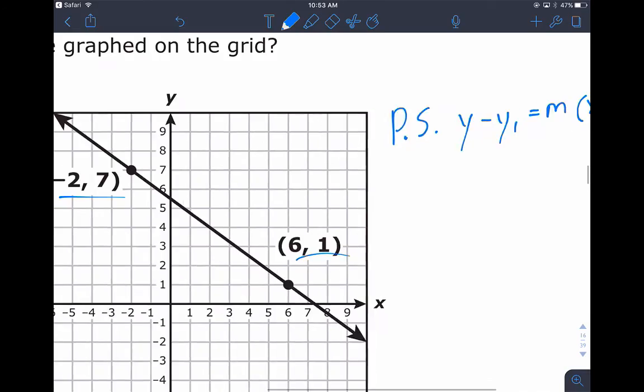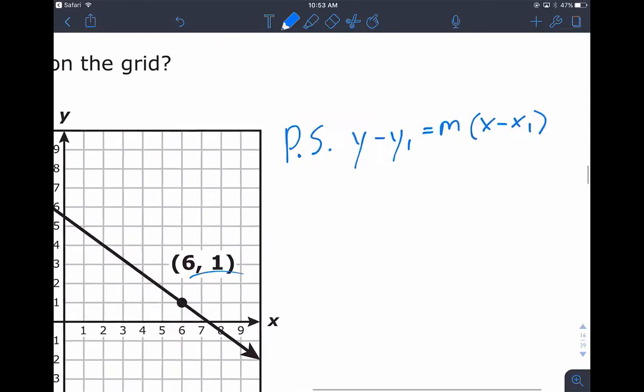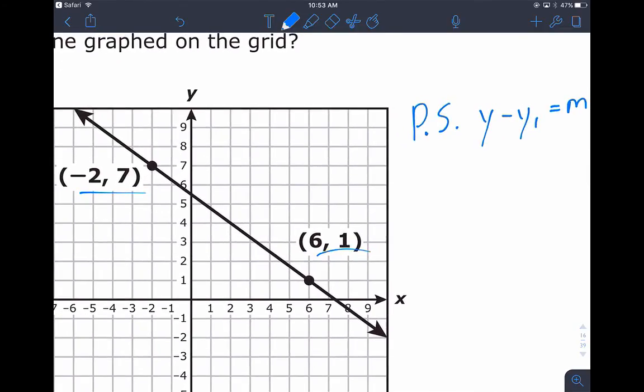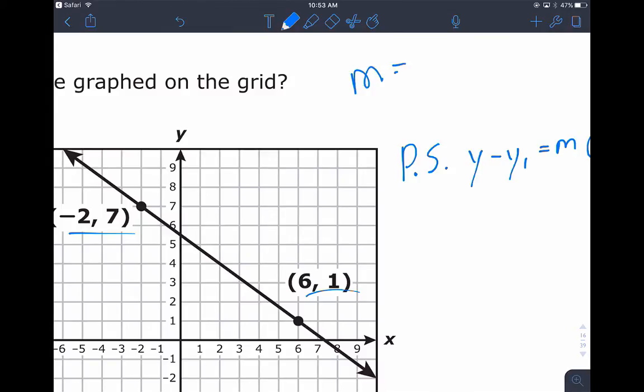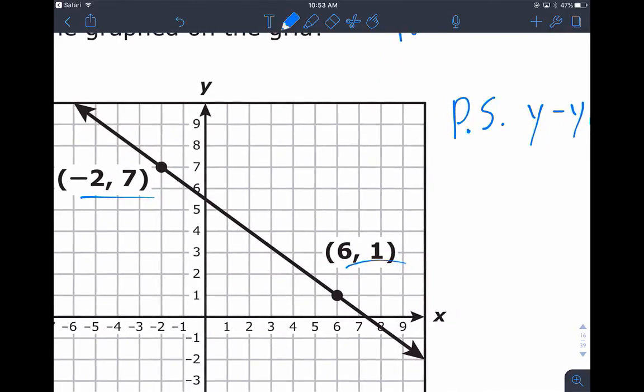Alright, so we're going to use those points there and plug them in. But actually what I need to do first here is find my m. Now you can do this with your slope formula, but if they give you a graph, I usually just go and count the rise over run here. So I'm going to count the rise and then over run. Oh, whoops, I didn't go down far enough.